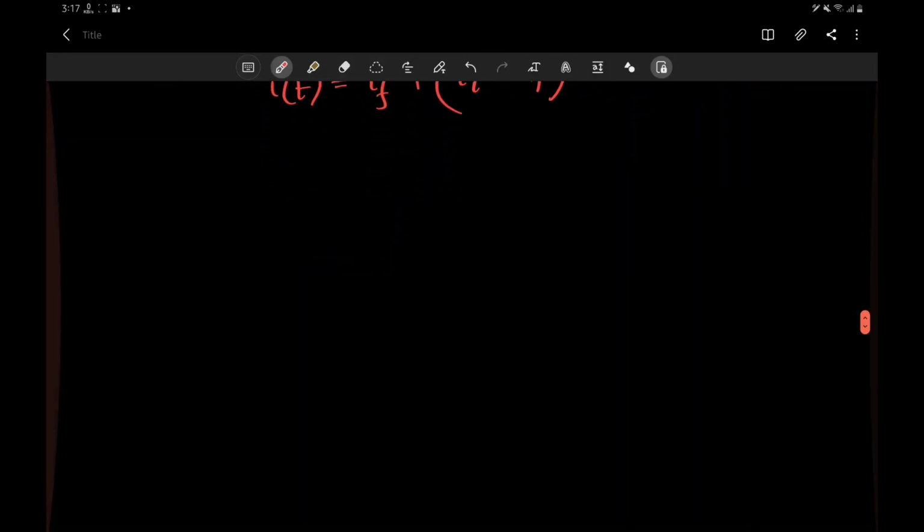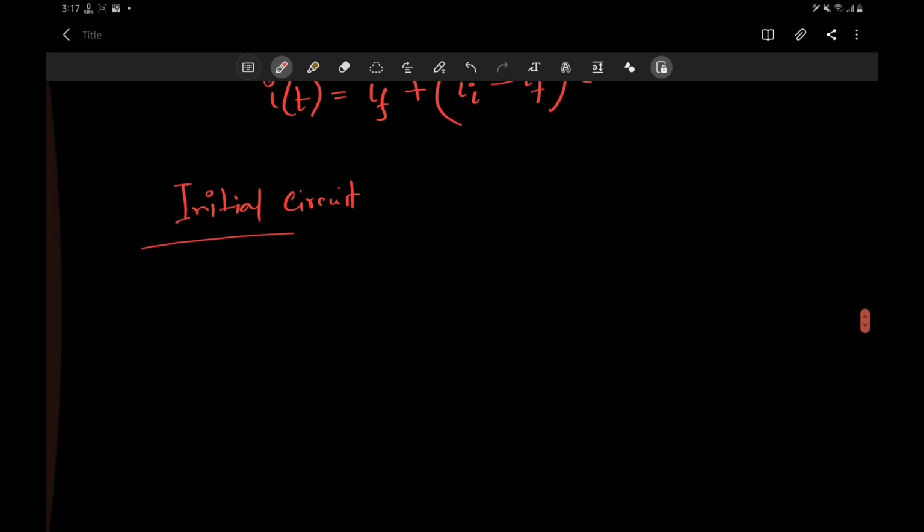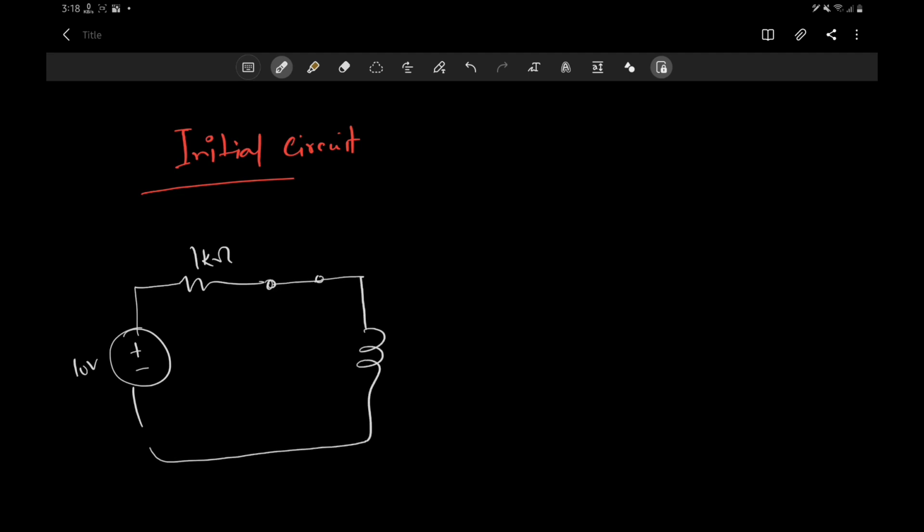Now what about the initial and final current? One thing about the initial circuit, you should always remember this is the circuit right after you have closed the circuit. Okay, so this is your 10 volts. Let me change the color of the pen. So you have 10 volts here, 1 kilo ohm here, and you just closed the circuit. This is very important. Right when you close the circuit, we usually write it like this, 0 plus. Right after we have closed the circuit, the current will be 0 ampere.